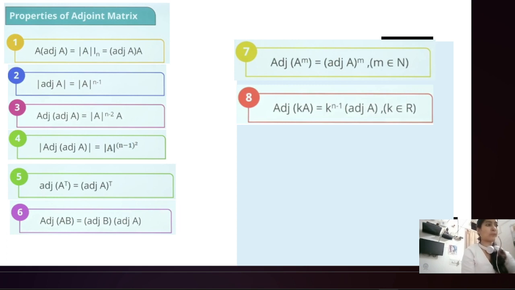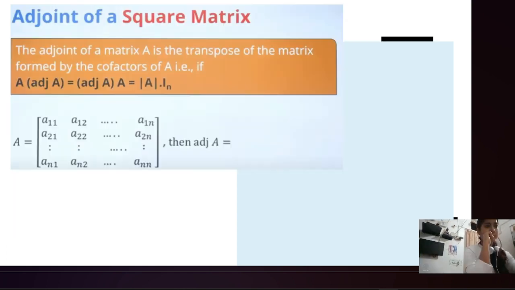So these are all the properties we are going to discuss today, these 8 properties. So let's start with this. We already know that we can find the adjoint only of a square matrix. So the adjoint of matrix A is the transpose of the matrix formed by the cofactors of A. This property we already discussed. So adjoint of A is equal to what? The cofactor. We already discussed what is the cofactor, what is the minor.